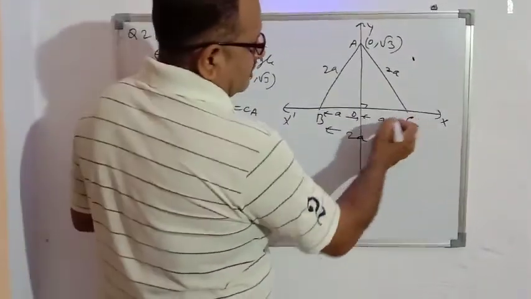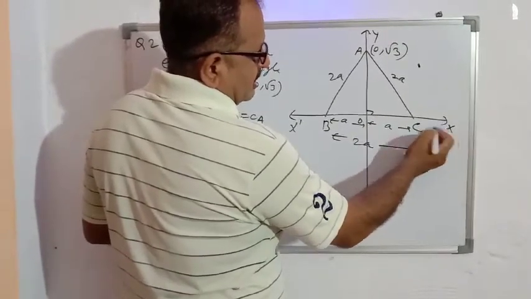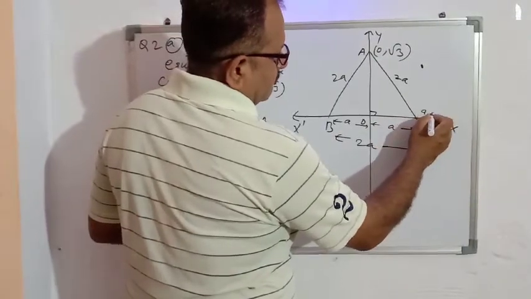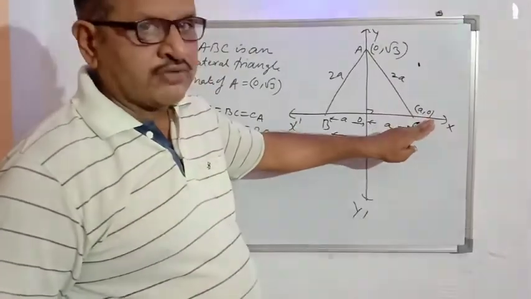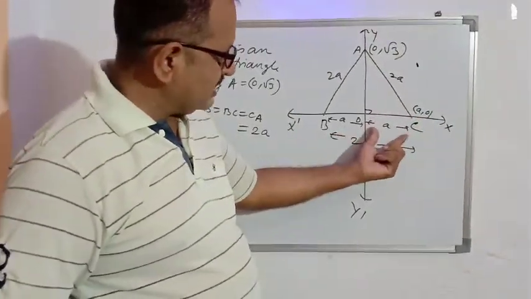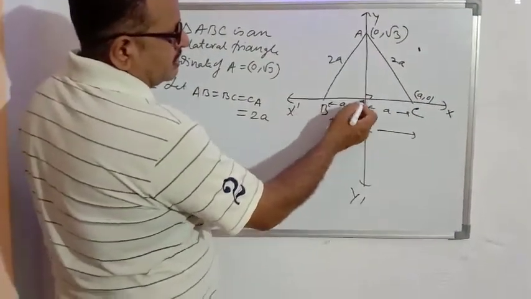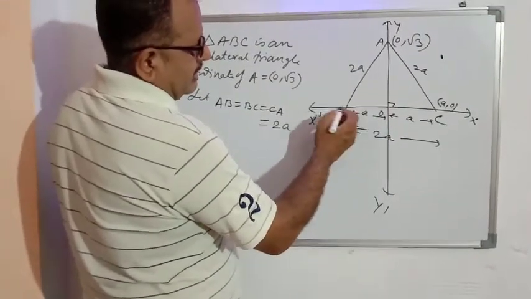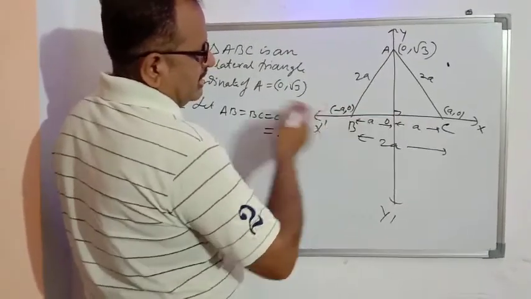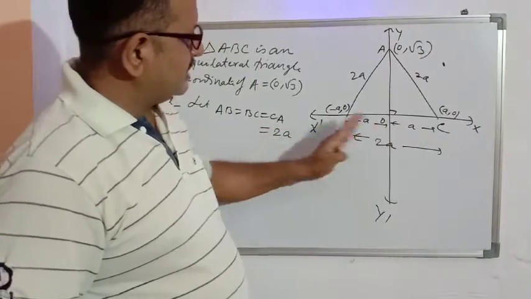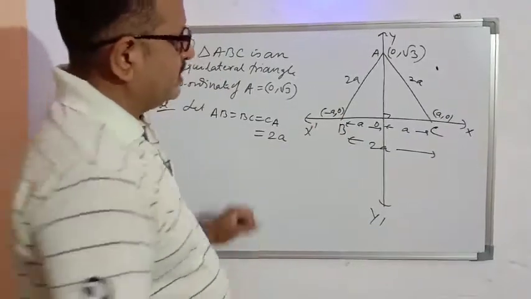So what will be the coordinate of C? This distance is a and point C lies on the x-axis, so its second component will be 0. So we can write a, 0. C lies on the x-axis, so its y coordinate will be 0, and this distance is a, so we can write the coordinate a, 0. On the left side, OB is minus a and the second component will be 0, as it also lies on the x-axis. So it is plus a here, and this is minus a.